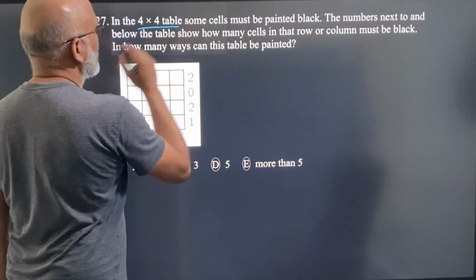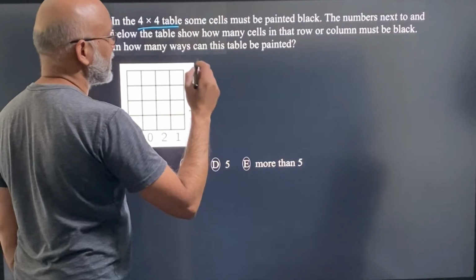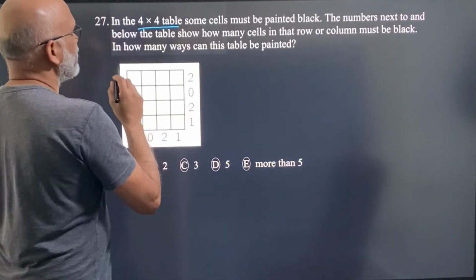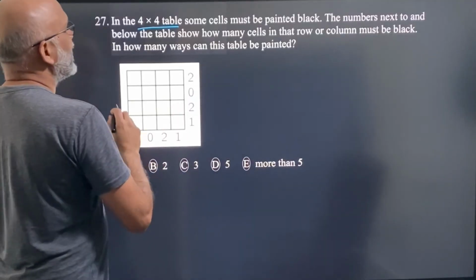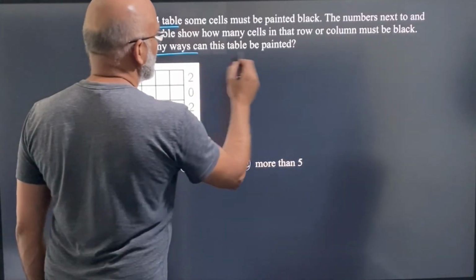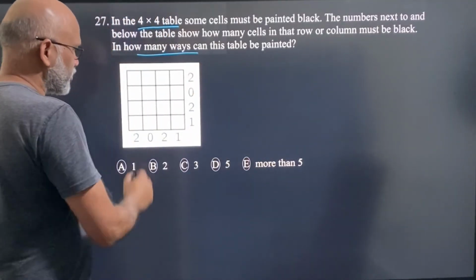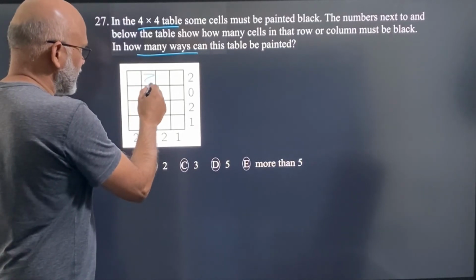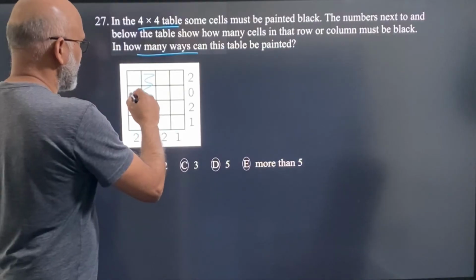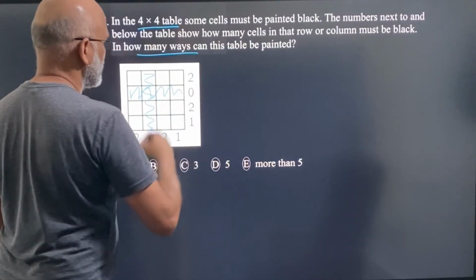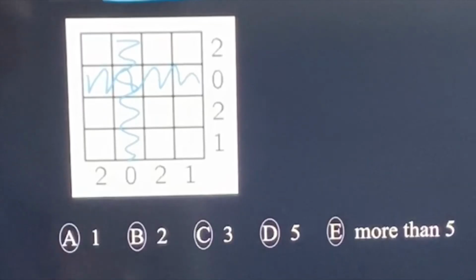In the 4x4 table, some cells must be painted black. The numbers next to and below the table show how many cells in that row or column must be black. In how many ways can this table be painted? All right, so we can immediately see that this column there cannot be any black. Similarly, this row there cannot be any black because of the number 0 there.